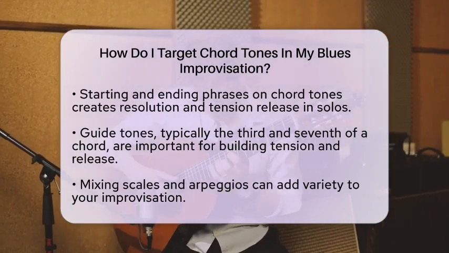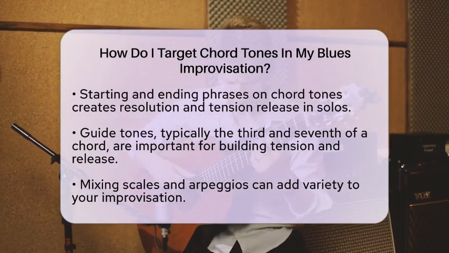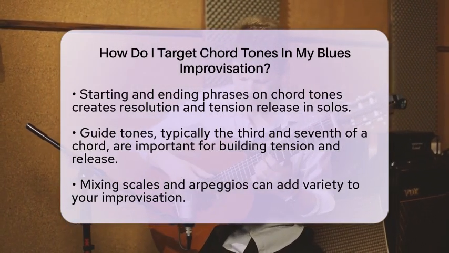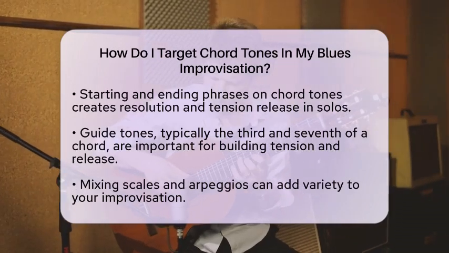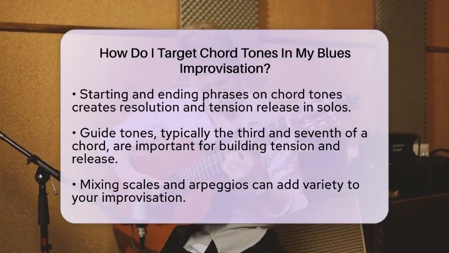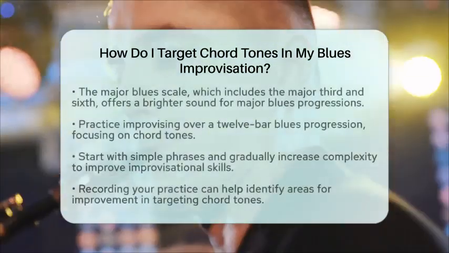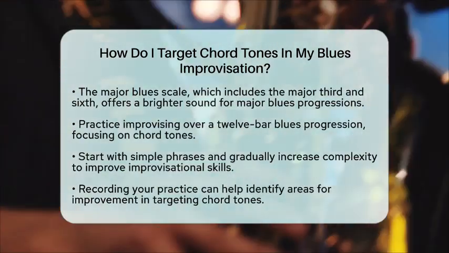When you are improvising over a major blues progression, you might want to use a major blues scale. This scale includes the major third and sixth, giving your music a brighter sound compared to the minor blues scale. Focus on the chord tones of the major chords while also being aware of how the major blues scale can contribute to tension and release.